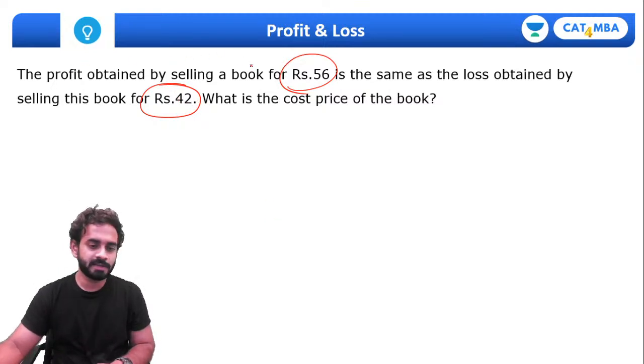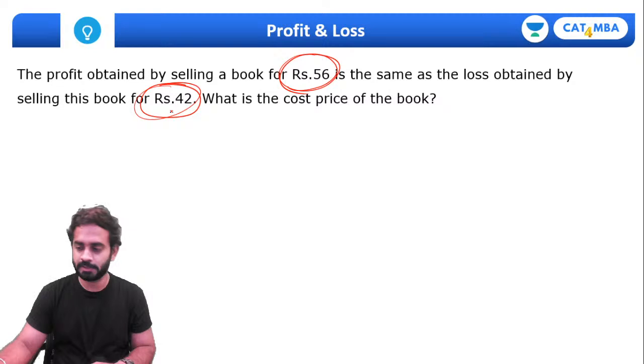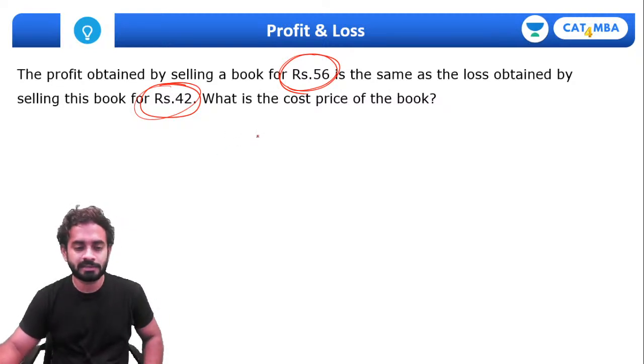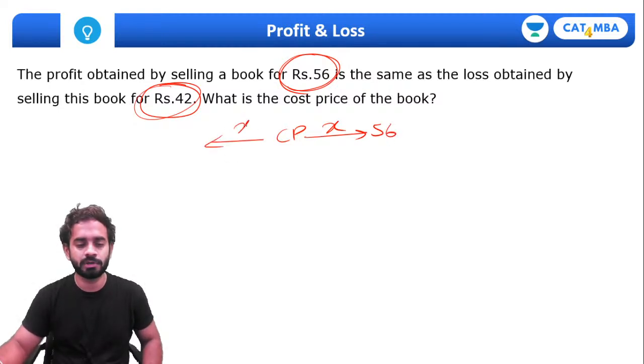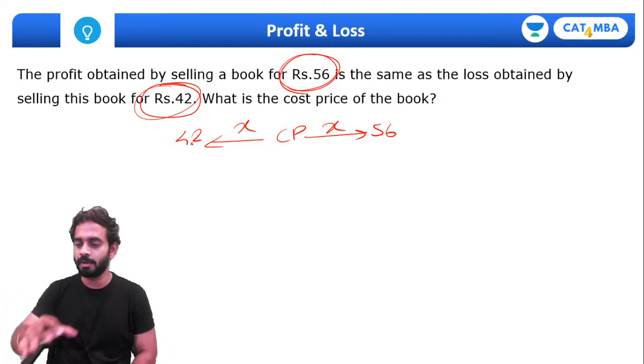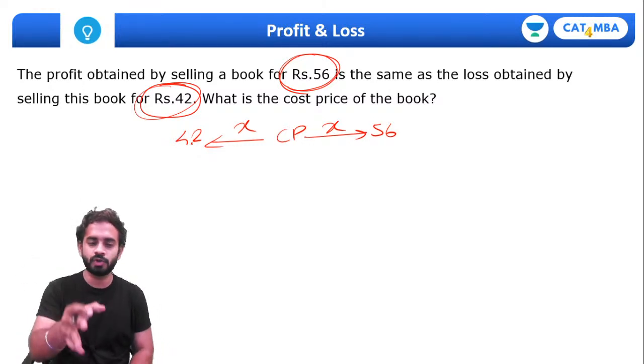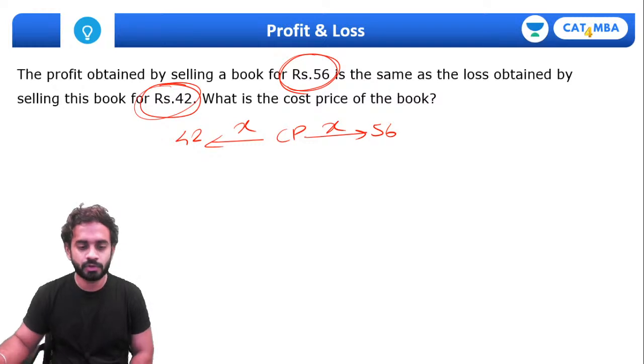The profit obtained by selling a book for 56 rupees is same as the loss obtained by selling this book for 42 rupees. Okay, now let us say his cost price is CP. If you add a same amount in CP, you will get 56 rupees, and if you subtract the same amount in CP, you will get 42 rupees, because जब profit होता है तब आपको add करना पड़ेगा और जब loss होता है तब subtract करना पड़ेगा, right? So it means that there is 2x difference between 56 rupees.